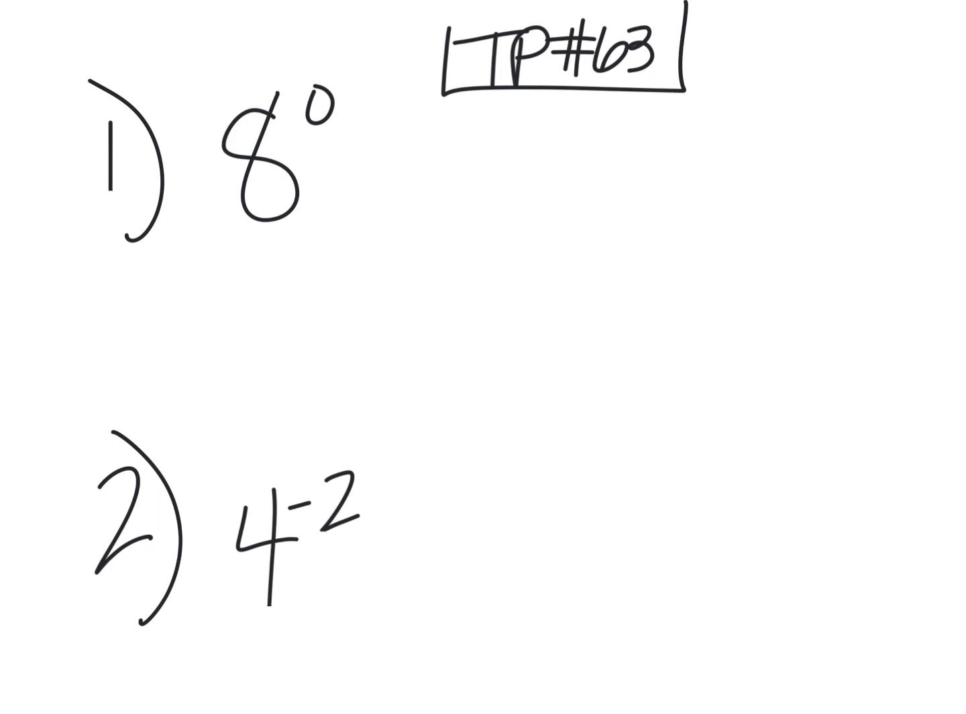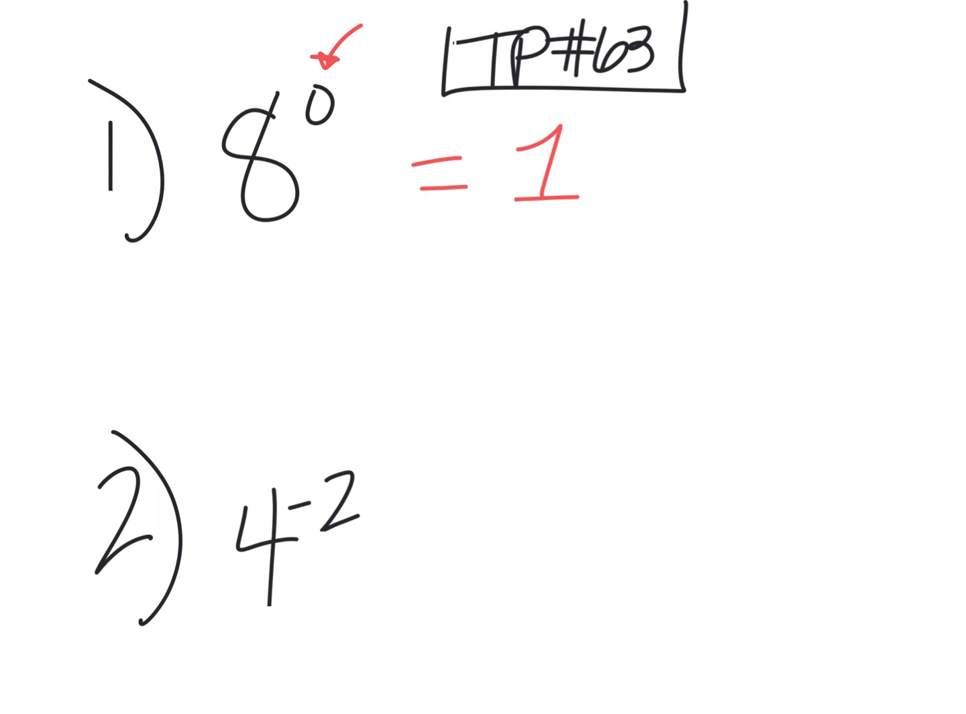If we're looking at number 1, 8 to the 0 power. I'm sure Miss Rose or Mr. Lentz or Mr. Last went through this during class, but remember that anything to the 0 power is equal to 1. So 8 to the 0 power would be 1. Anything to the 0 power is 1.